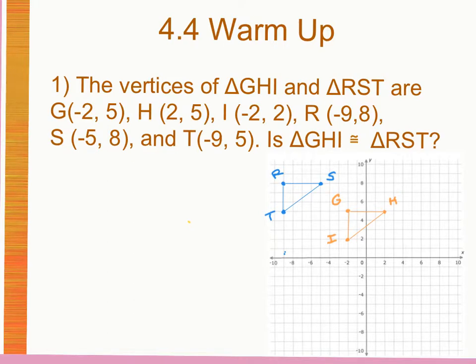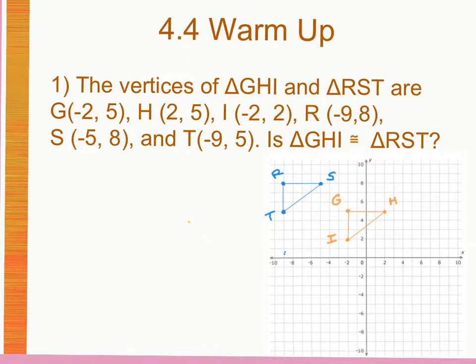All right, so the last video covered the first of the shortcuts that we're going to learn for proving that two triangles are congruent, which is side, side, side. So this question says the vertices of GHI and RST are given to you, and you're trying to determine if GHI is congruent to RST. So all I did was plot them first, and then obviously you need to find the length of each side.